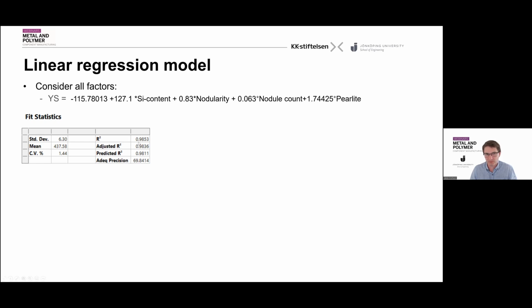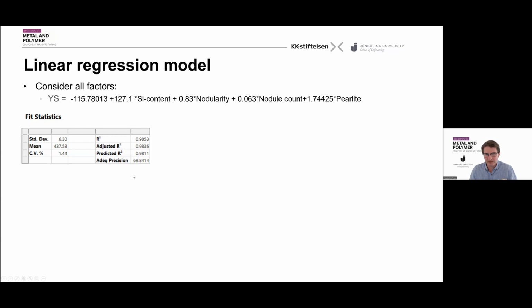And you can see here we are at 0.9853, which looks very good. It's a very good fit. So this model fits very well to our experiments. However, one should also be aware of some other things. I'm not going to go into the numerical details, but like the adequate precision. That is a measure that is also important to look at, to say if this is really a relevant model. This should be above 4, and in this case, it looks good. So far, this model looks like it's quite good.